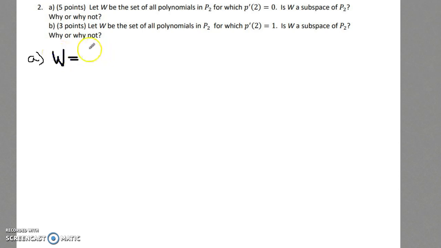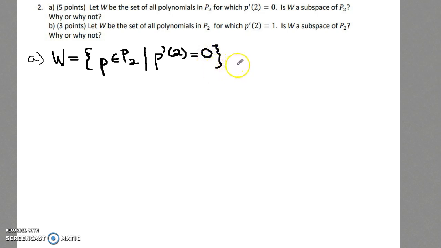The set W is the collection of all polynomials in P2. I'm changing the notation here to match more closely what you're seeing in my math lab. So the collection of all polynomials in P2, which is polynomials of degree less than or equal to 2, so anything with terms up to, let's say, t squared, such that there's this added condition in part A where the derivative at 2 must equal 0. The value of the derivative when x or t equals 2 is 0.